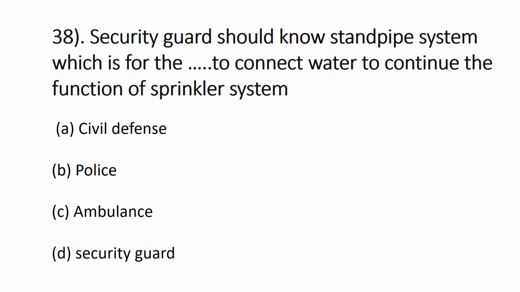Question 38. Security guards should know the standpipe system, which is used to connect the water to continue the function of the sprinkler system. A. Civil defense, B. Police, C. Ambulance, D. Security guard. The correct answer is civil defense, because if there is a fire, only the fire brigade or the civil defense will come. The sprinkler system and the standpipe must be known by the security person, to inform the civil defense or the fire brigade when they come in case of a fire in that organization.